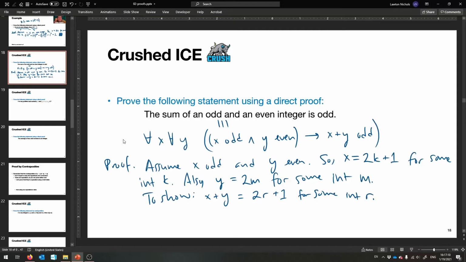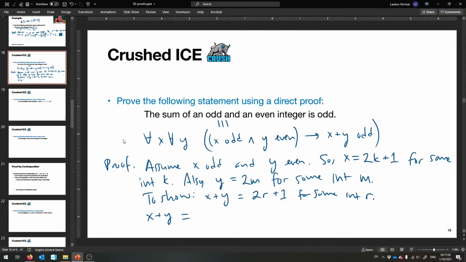You see that? So unfolding the definitions gives us some stuff to work with. Okay, so this is what we still need to do. We know this, we know this. Can we use those facts now is the question. Okay, x plus y, we need to show that it's odd.